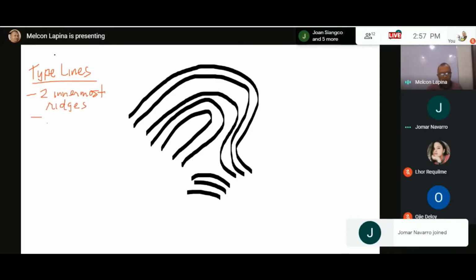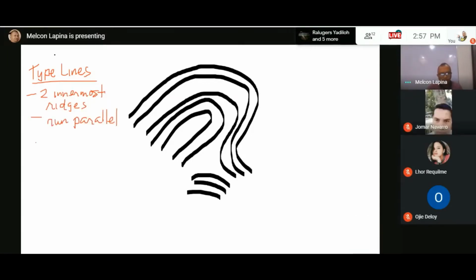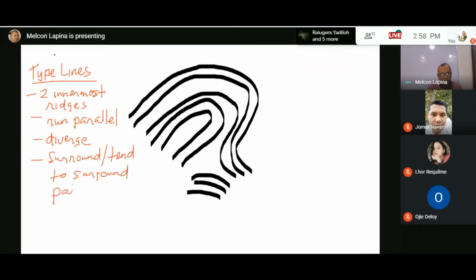And then, the two innermost ridges run parallel and then diverge, and then surround or tend to surround the pattern area. Ang napaligiran ng pipelines, ito ang pattern area sa loob. Tingnan natin dito sa innermost ridges, dito natin makikita ang possible na delta.